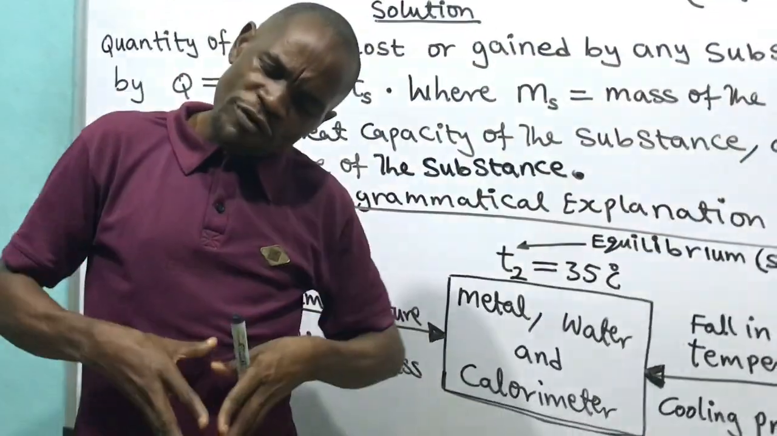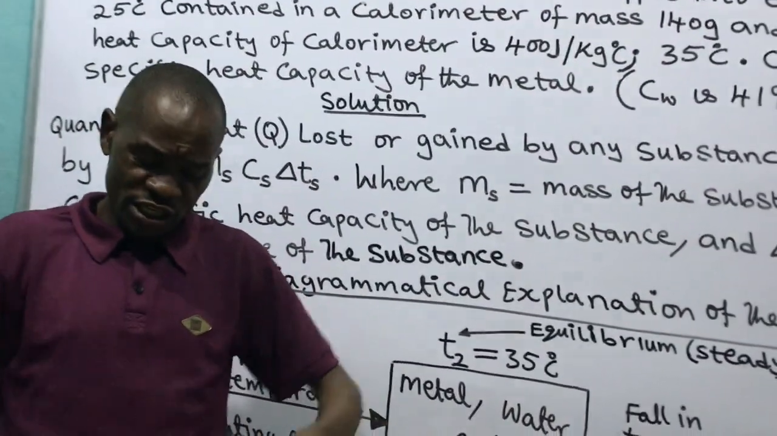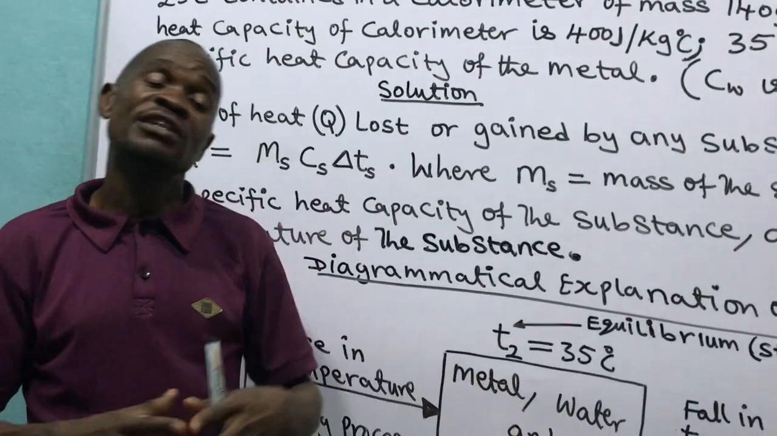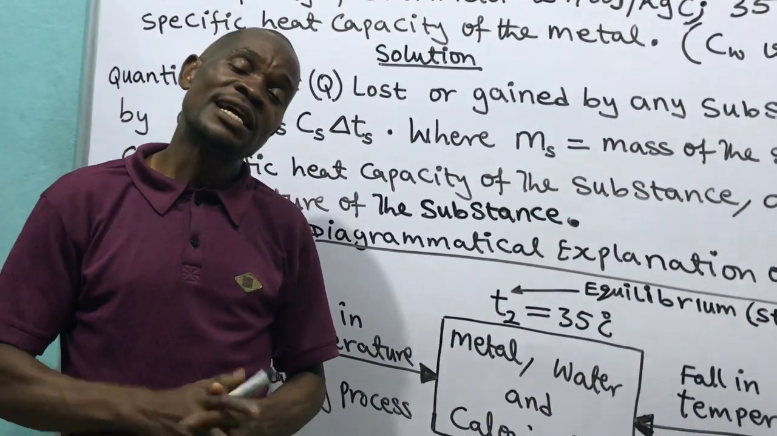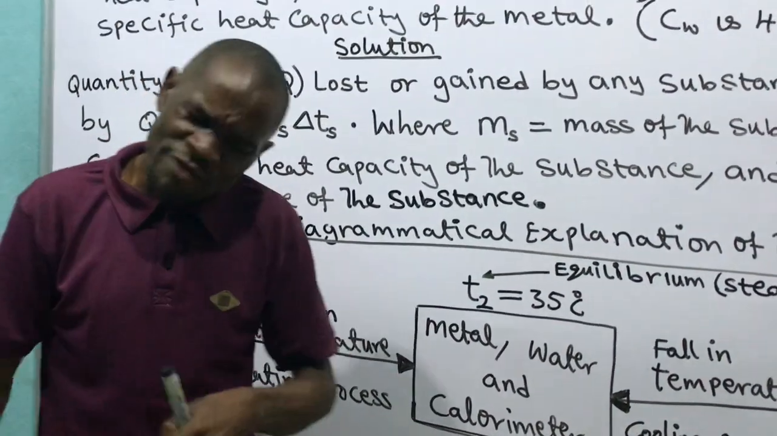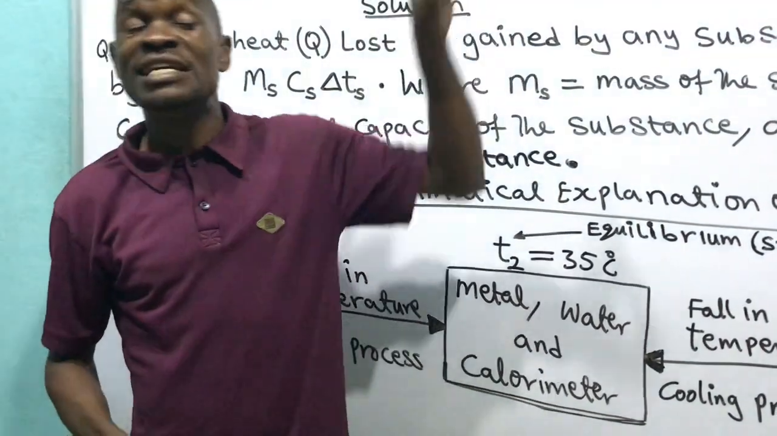The temperature of the water in the calorimeter was 25 degrees centigrade. Since the temperature of the water is 25, the temperature of the calorimeter in which the water is in is also going to be 25 degrees centigrade. That means the water and the calorimeter have the same temperature before the landing of the metal at 100 degrees centigrade.